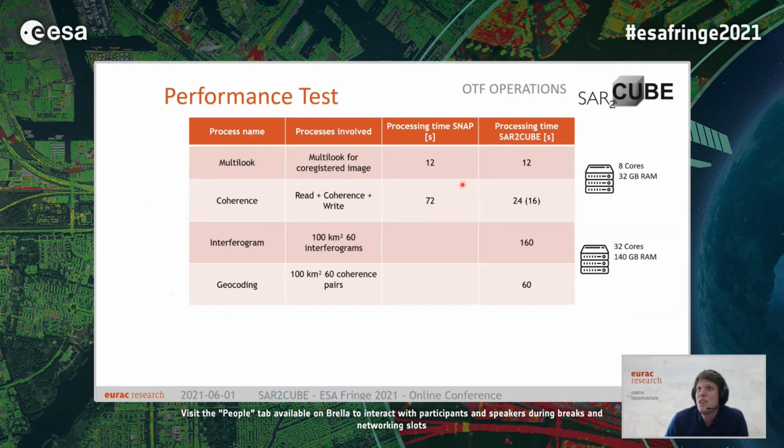When running some performance tests, we saw that this is performing nicely. So here we can see just some standard operators running in SNAP and in our framework. So for something like multi-looking, this is more or less equivalent on a similar scale. In the calculation of the coherence, we are already about 3 times faster when using the exact same resources.